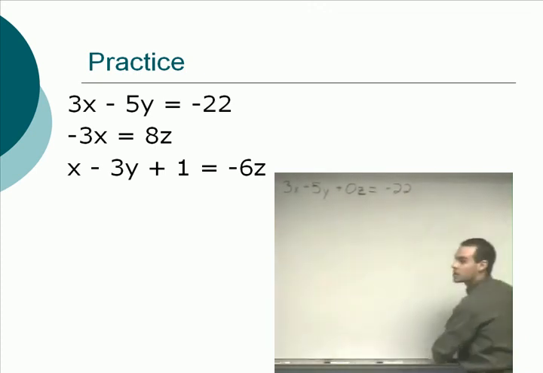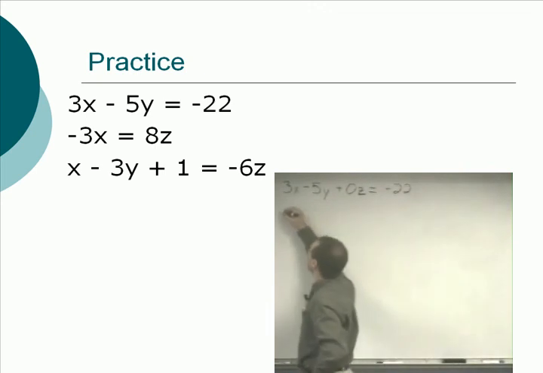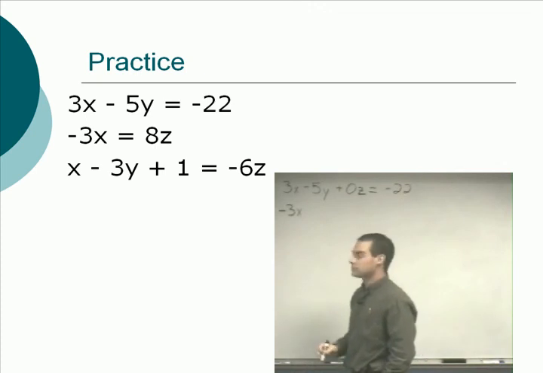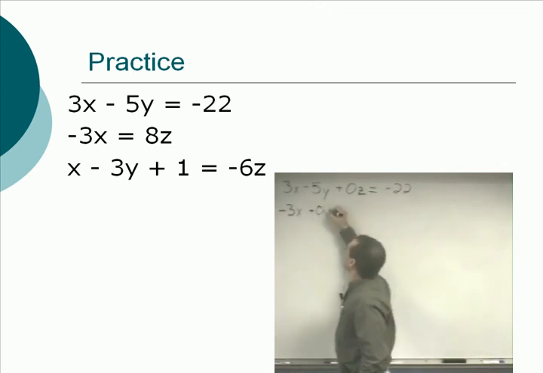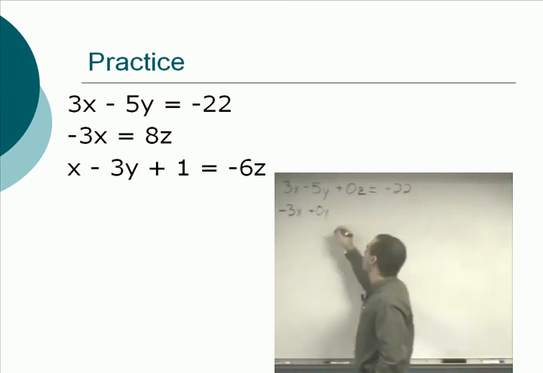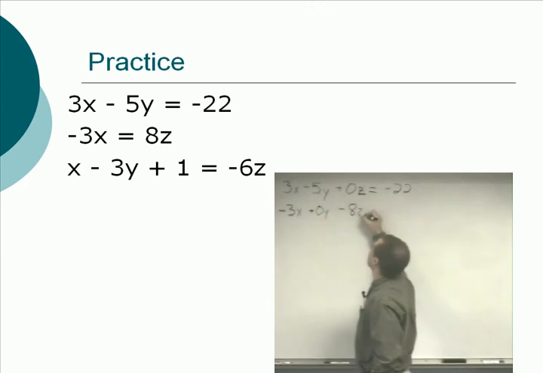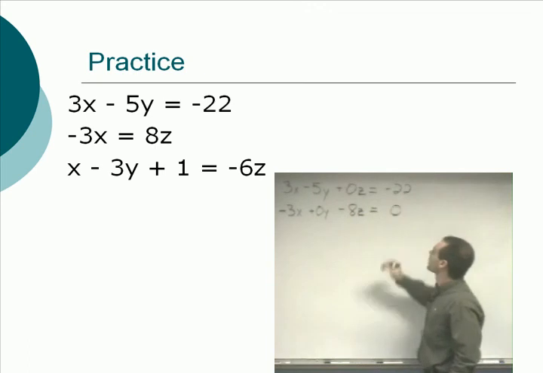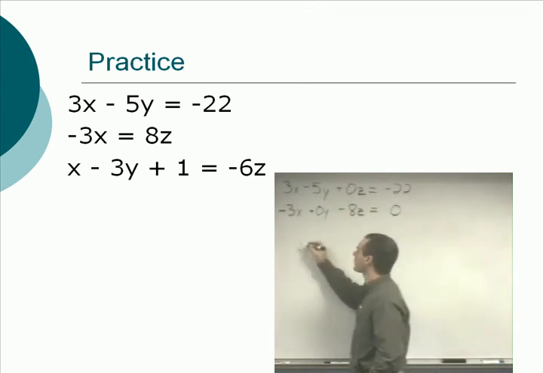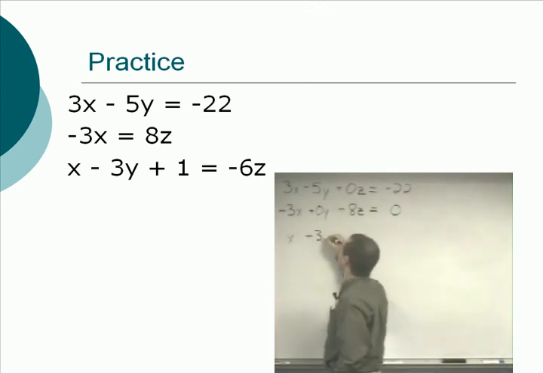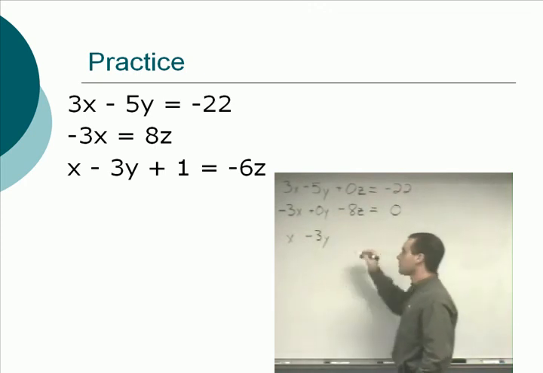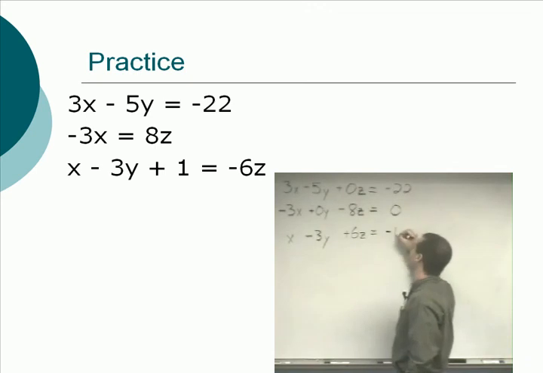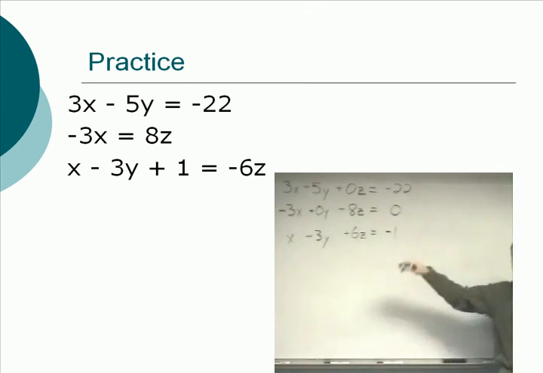The second equation will become negative 3x. How many y terms in the second one? Move the 8z to the other side, minus 8z equals, and what's our constant in the middle one? Third equation, x minus 3y plus 6z equals negative 1. And now it looks like the other ones, you could use any technique you want.